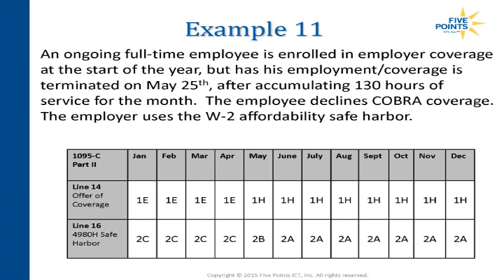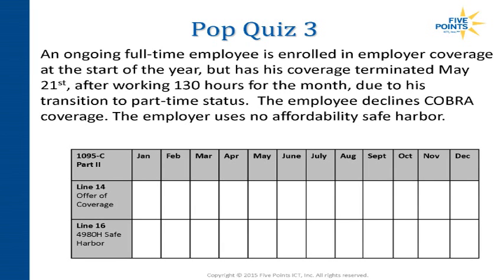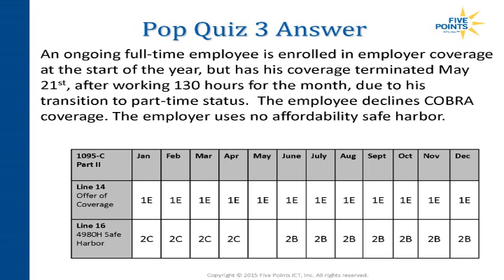All right, pop quiz number 3. I have an ongoing full-time employee enrolled in employer coverage at the start of the year, has his coverage terminated May 21st after working 130 hours for the month due to his transition to part-time status. The employee declines coverage, the employer uses no affordability safe harbor. So he's got lots of stuff going on here. I actually think our answer is incorrect. I'm going to check with our attorney on that.